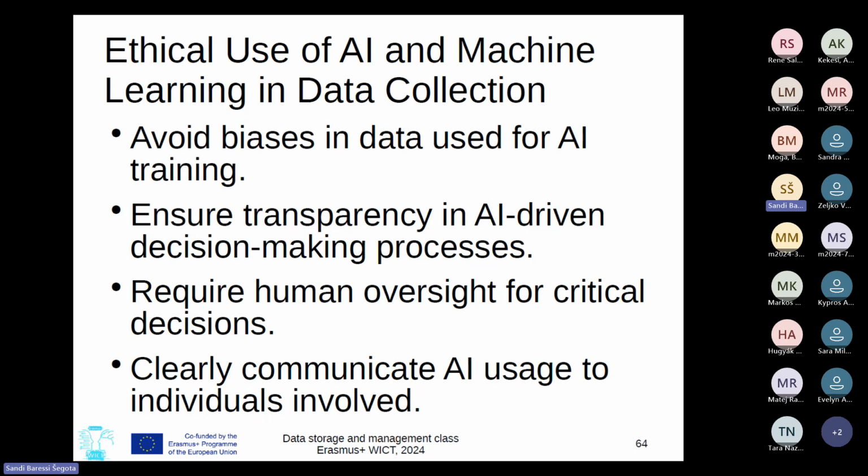You want to have human oversight for critical decisions. You don't want to get decisions that are potentially dangerous. They can be influenced by AI, they can be advised by AI, but the final decision has to be made by a human. And again, when AI is used, let people know. That's the fair thing to do.